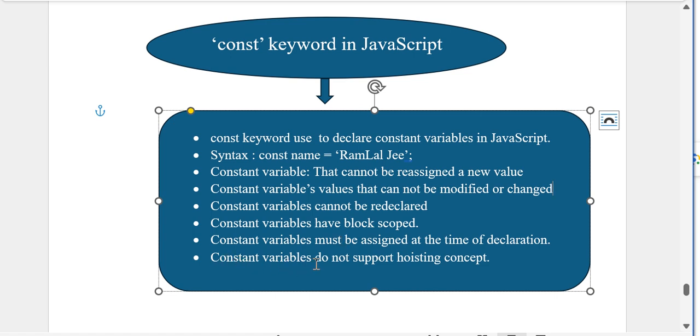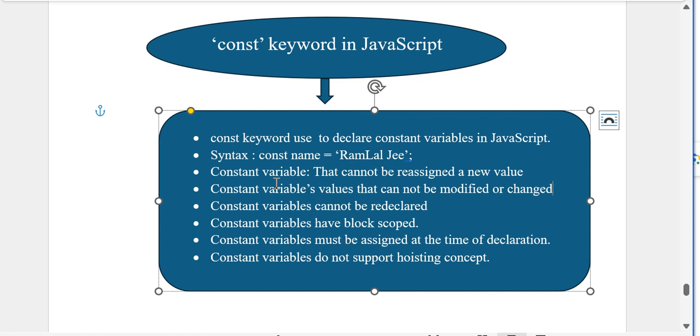Last point: constant variables do not support the hoisting concept. You have already discussed that the var keyword supports the hoisting concept, but the let keyword does not support the hoisting concept. So you have to declare the variable first and then you can use it with let. Same if you want to use a constant variable: you declare or define it first, then you can use that constant variable, otherwise it will throw an error.